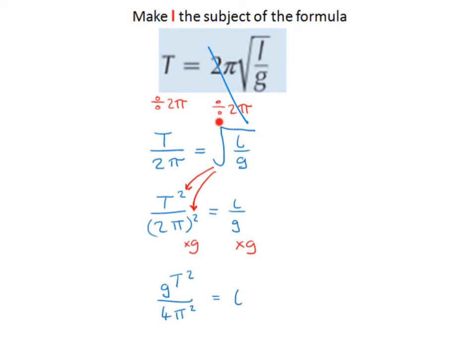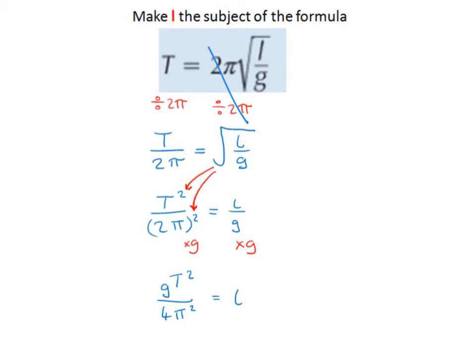Now if I'm going to bring this square root over the equal sign, it becomes squared. But very important, I'm going to square the numerator and the denominator. I'm squaring both. So I have t squared over 2 pi squared, and that's equal to L over G. So that root is gone now because it came over here and squared the numerator and the denominator. So now I have L over G, and I'm trying to get the L on its own, and L over G means L divided by G.